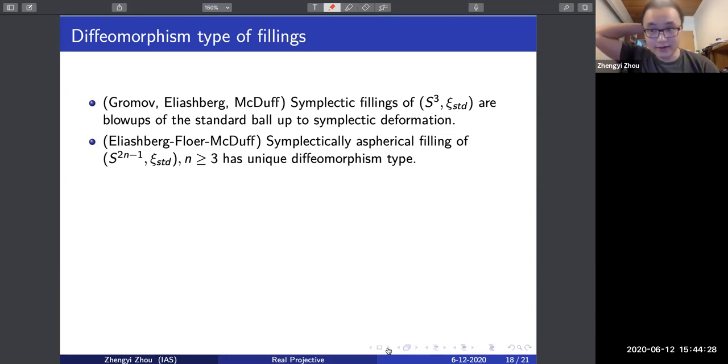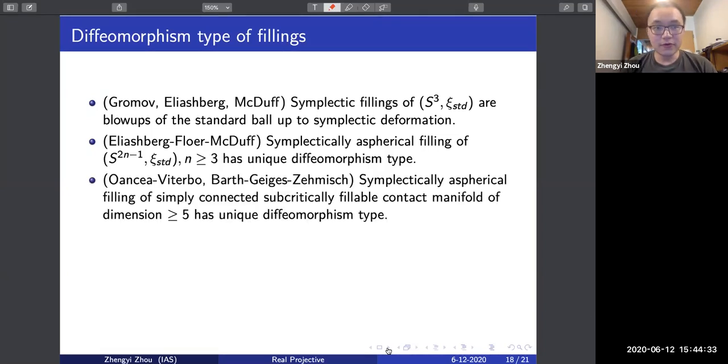But we don't know anything about the symplectic properties of the filling. And we know that this standard contact sphere is something called subcritically fillable, because you have a filling which is the standard ball, which is a subcritical Weinstein domain. So along this direction, this result was generalized by Wang-Scherfer-Turbo, Bas-Gigas-Zimisch. They show that symplectically spherical fillings of simply connected subcritically fillable contact manifolds of dimension higher than 5 have unique diffeomorphism type.